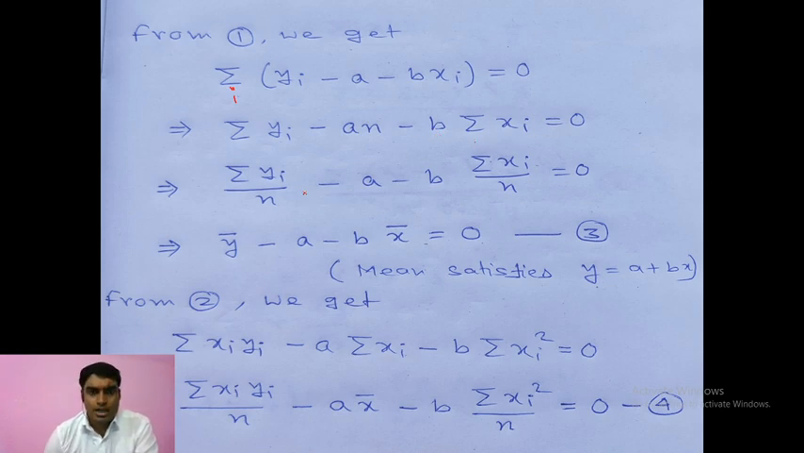Okay. Now next step, I will divide all these terms by n on both sides. Then I will get sum over yi by n minus a, and n will cancel out, so minus a, and minus b sum over xi by n. Okay. Now sum over yi by n is basically the arithmetic mean, or mean of y, that is y bar. Now the last point, here the sum over xi by n is the mean of x, that is x bar.